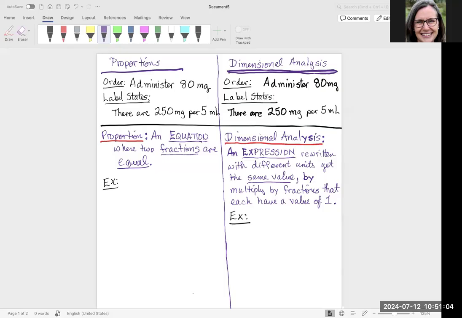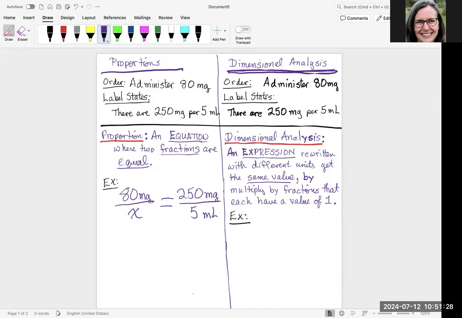Now, a proportion, here we go. We have the ratio of 80 milligrams of the medication compared to a mystery, unknown amount of liquid has to be equivalent to the ratio 250 milligrams per 5 milliliters. Notice I'm keeping my units. That's fine. It's actually a good way to double check your work and make sure you come up with the right units. If you do the arithmetic and come up with the wrong units, there's a good chance your arithmetic was wrong.